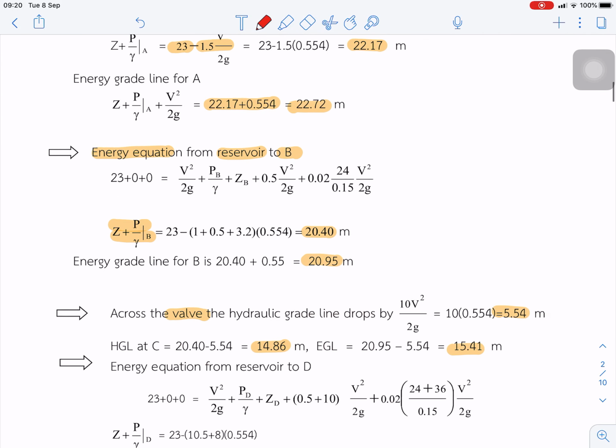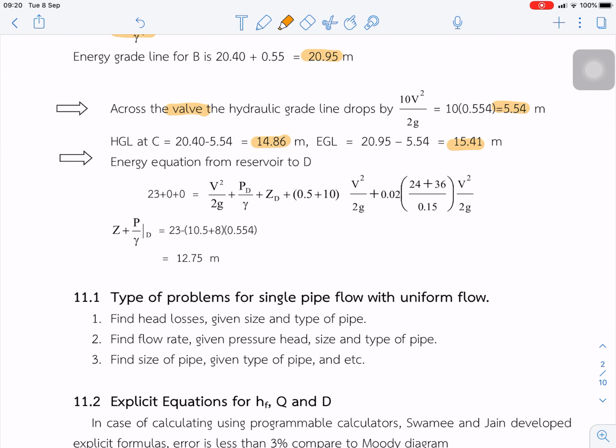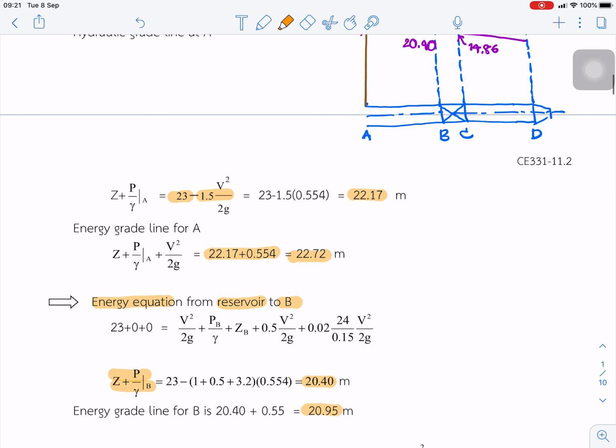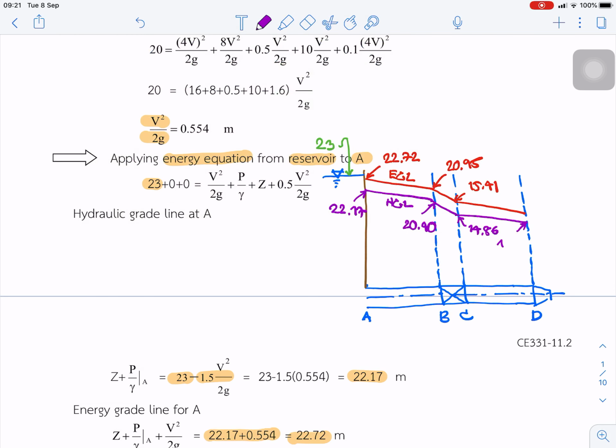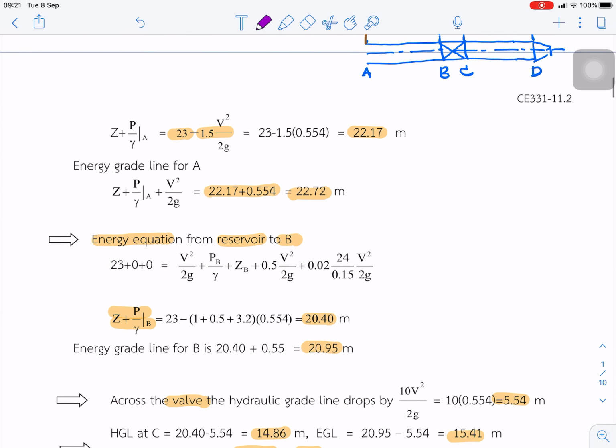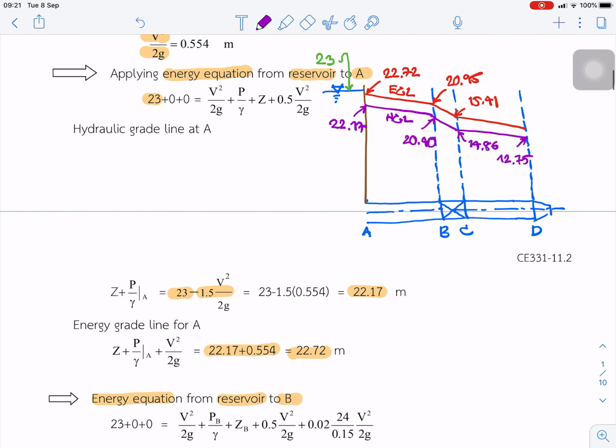We go further to point D, from the reservoir to point D, and we add another major loss, so we have 24 and 36 meters. So we find that the hydraulic grade line at this point is 12.75. The rest you can do by yourself to finish plotting the profile of the hydraulic grade line and energy grade line for this problem.